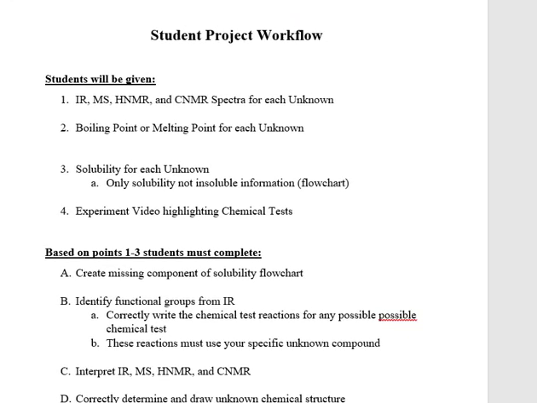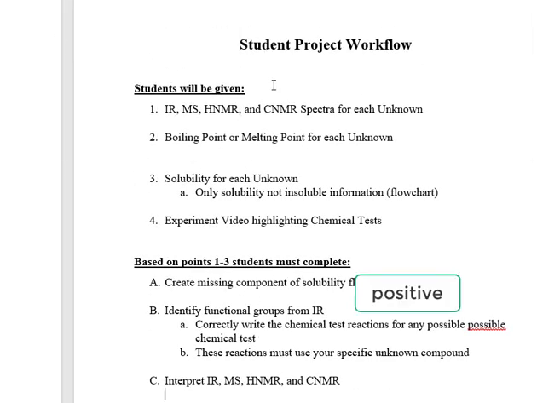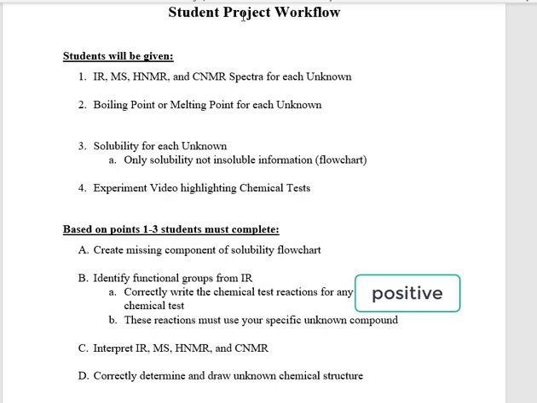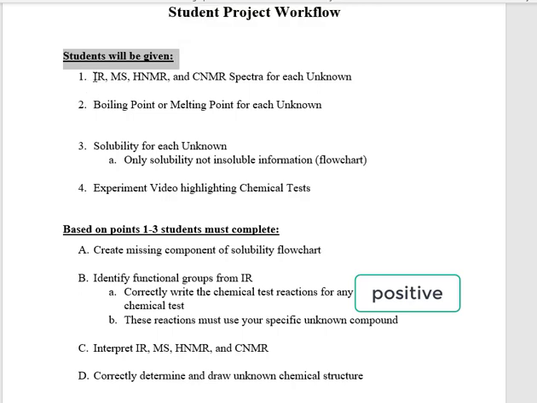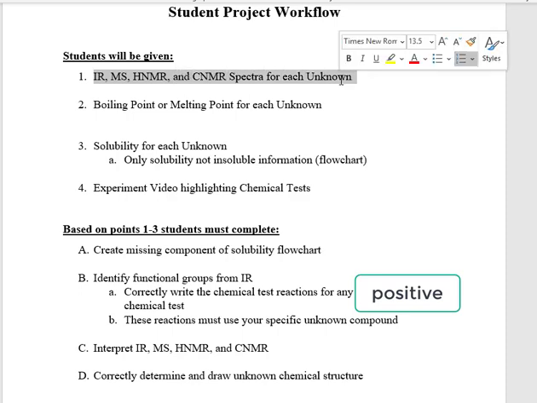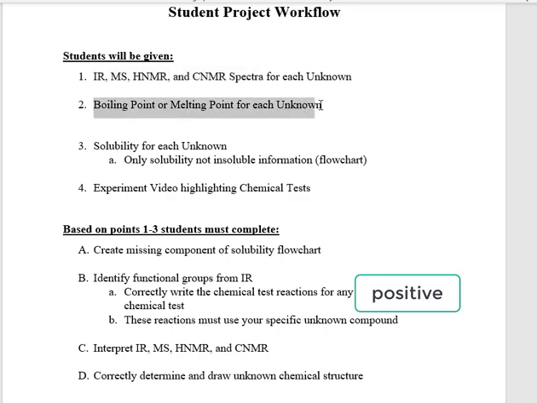Also, I'm going to post this, or you should see this in the same module, a little helpful guide for you, the student project workflow. This is the information that you will be given. Either myself or the TA will give you this information. You will get IR, mass spec, proton, and carbon-13 NMR spectra for each unknown. You're going to have 2, both a liquid and a solid. You will also be given the boiling point or the melting point of each unknown, and also the solubility of that unknown.